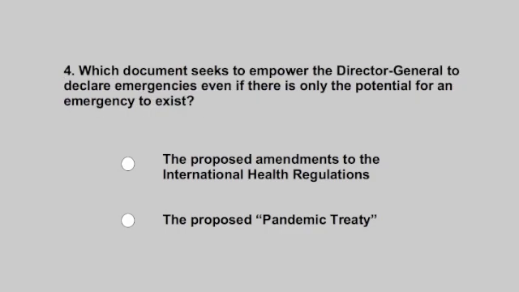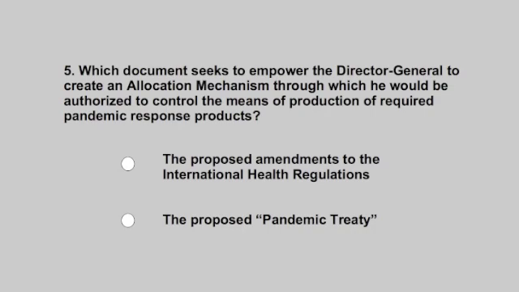Question number 4. Which document seeks to empower the Director General to declare emergencies even if there is only the potential for an emergency to exist? Question number 5. Which document seeks to empower the Director General to create an allocation mechanism through which he would be authorized to control the means of production of required pandemic response products?